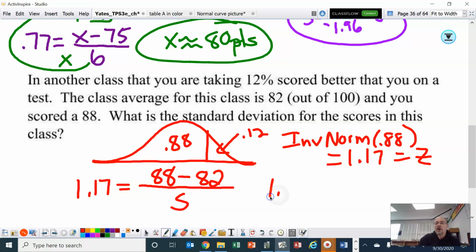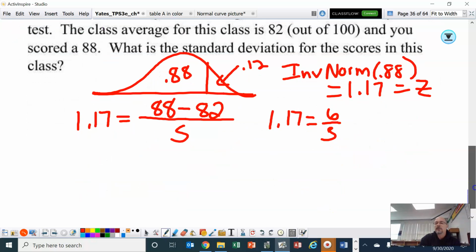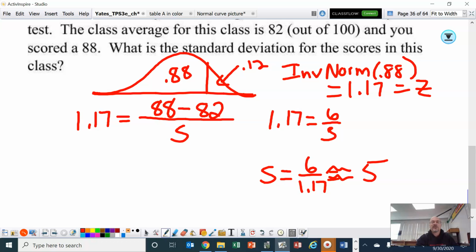So let's see, that's 1.17 equals 6 divided by s. All right, now I'm doing algebra. I would rewrite this as s equals 6 divided by 1.17. So the standard deviation for that one, let's see, 6 divided by 1.17, is approximately 5. So the standard deviation is approximately 5.